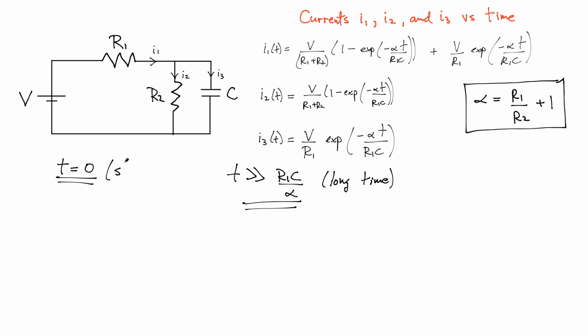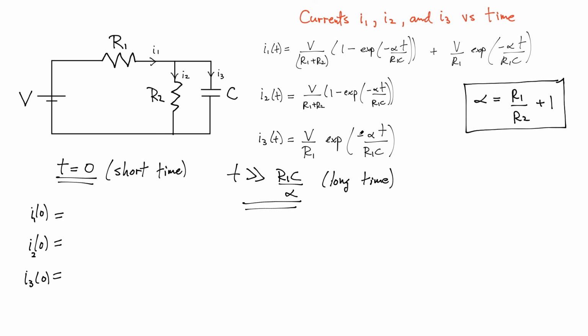And this would be short time. So what do the voltages look like and the currents look like? So at time 0, what are we going to have? Well, I want to look at all three: I1, I2, and I3.